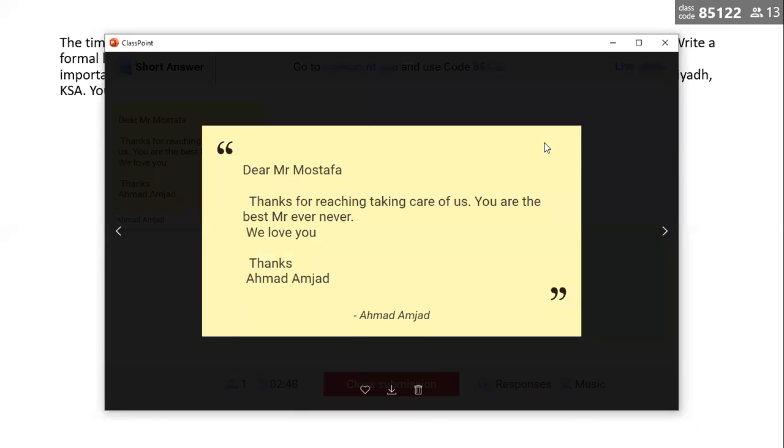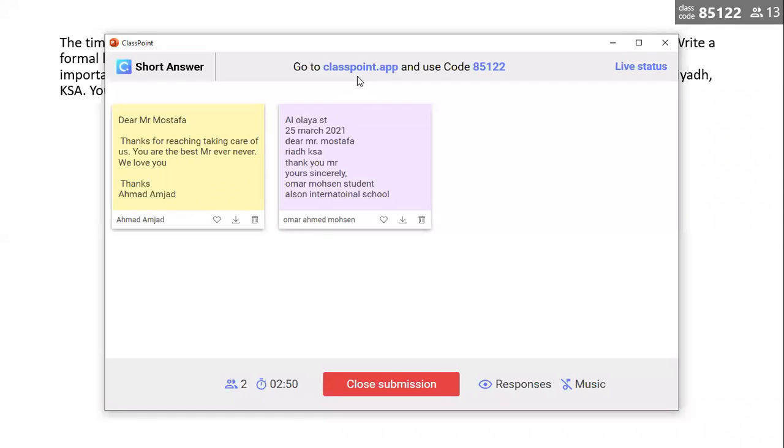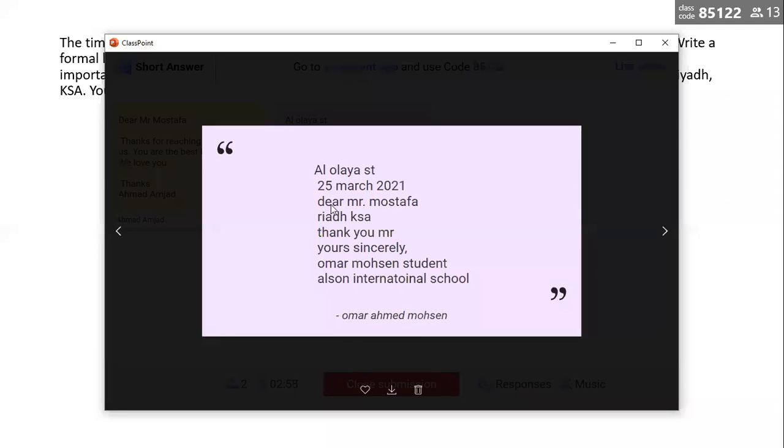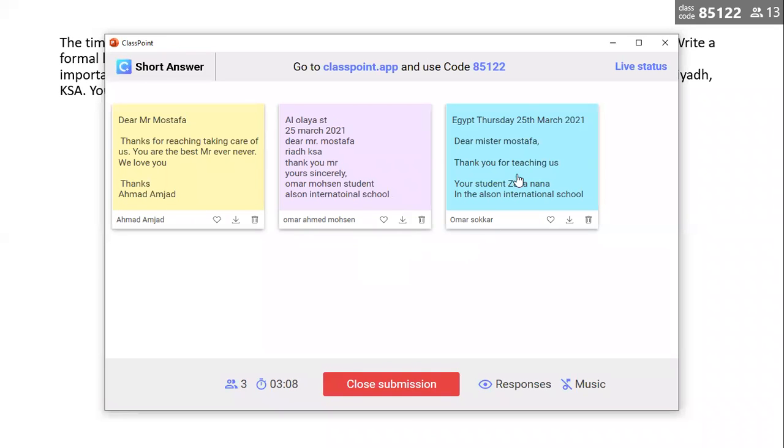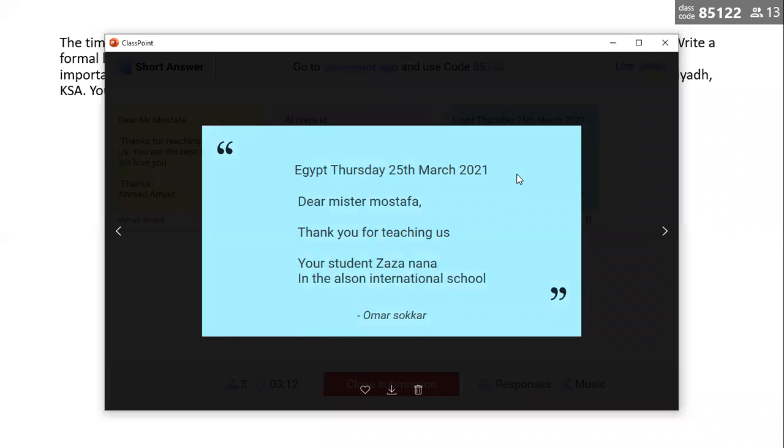Ahmed Amjad, where is the address and the date? Where is yours sincerely? Mister, what is its name? Class Point. Okay. Omar Ahmed Mohsen, we put Riyadh after dear Mr. Mustafa. Mister, capitalize sincerely? Yes, of course, capitalize. No, here. You write your student, then under it, you put your name. Under it, you put what you do, you're a student. Then under it, you put an international school. Get it?